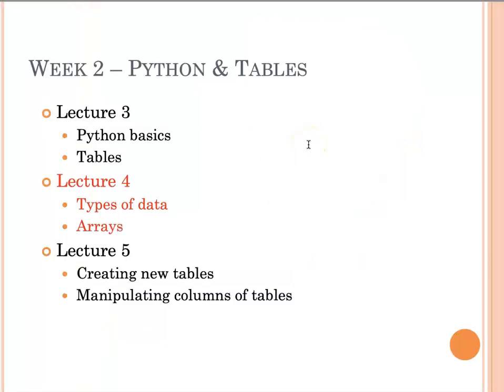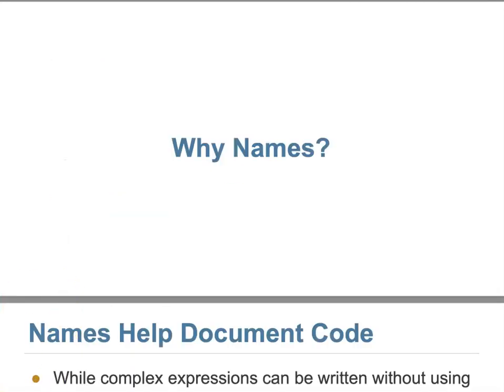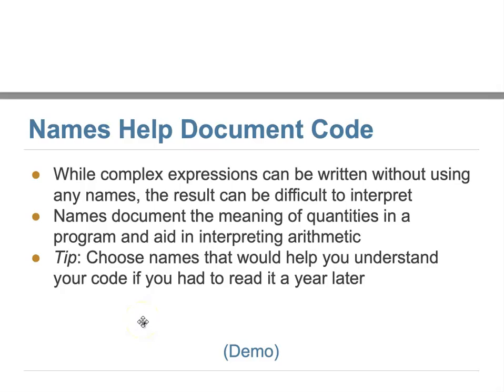In lecture 4, we will talk about different types in Python programming, and at the end we also introduce array. Before we talk about data type, we have one thing left from lecture 3. Why names? Why do we have names to assign the value from the expression?